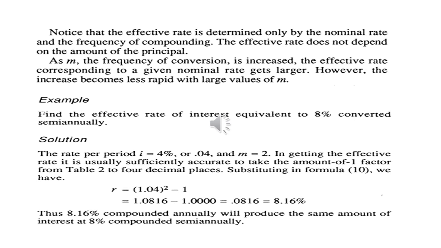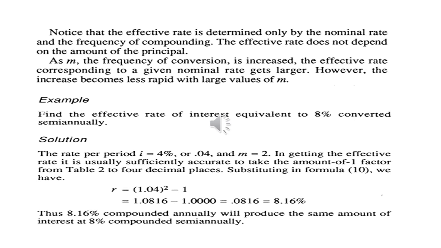So as m, the frequency of conversion, is increased, the effective rate corresponding to a given nominal rate gets larger. However, the increase becomes less rapid with large values of m. This is an illustrative example.